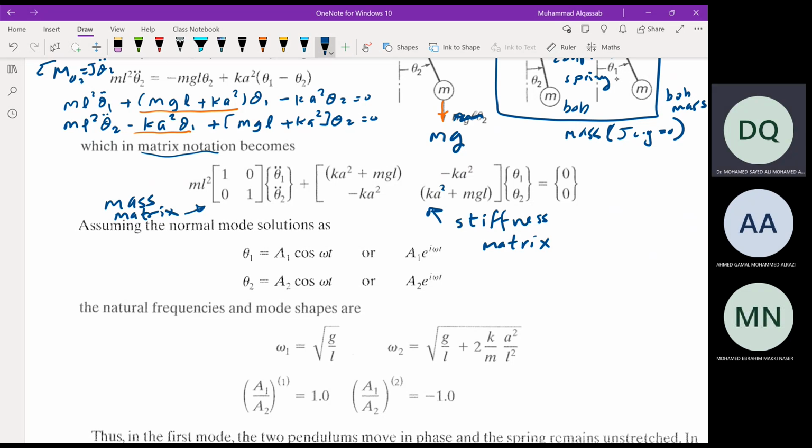Okay, provided that you arrange the terms in order, that you start with theta 1, then theta 2, or x1 and then x2.